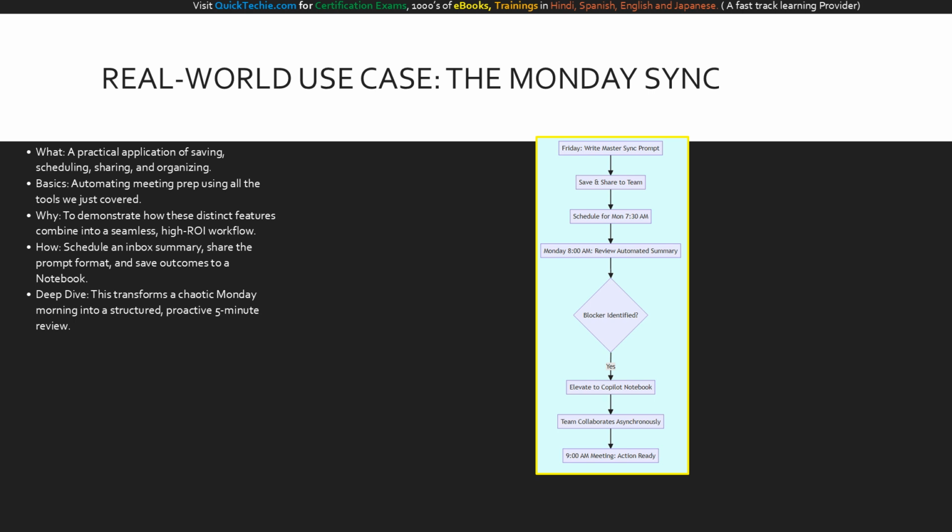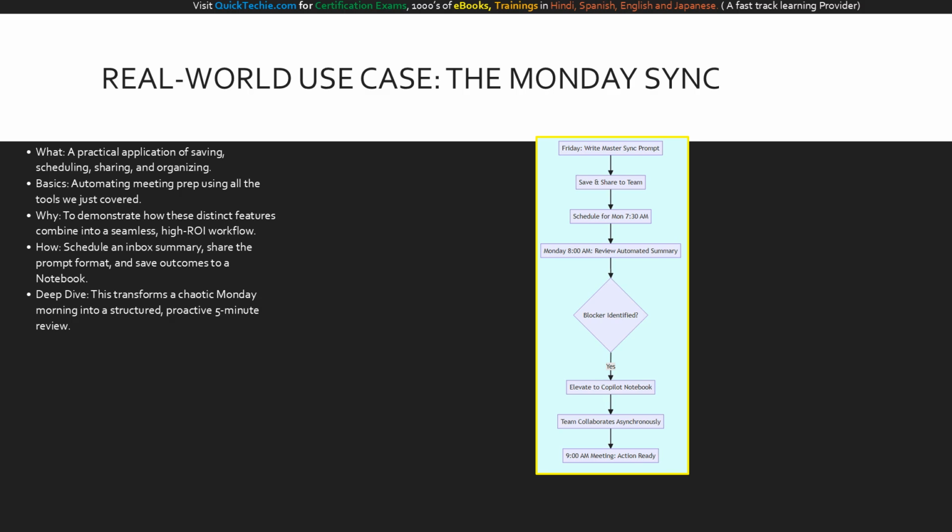It highlights a critical blocker in the supply chain. You immediately elevate that specific conversation into a Copilot notebook, tag your team, and start strategizing a solution before the 9:00 a.m. meeting even begins. You have just transformed chaotic, reactive busywork into a highly structured, proactive workflow.